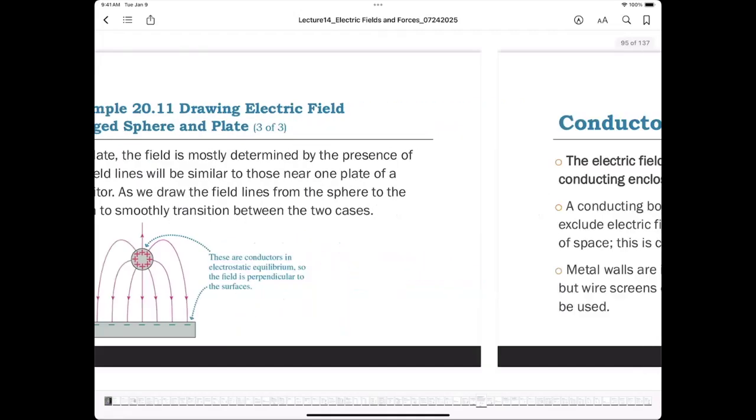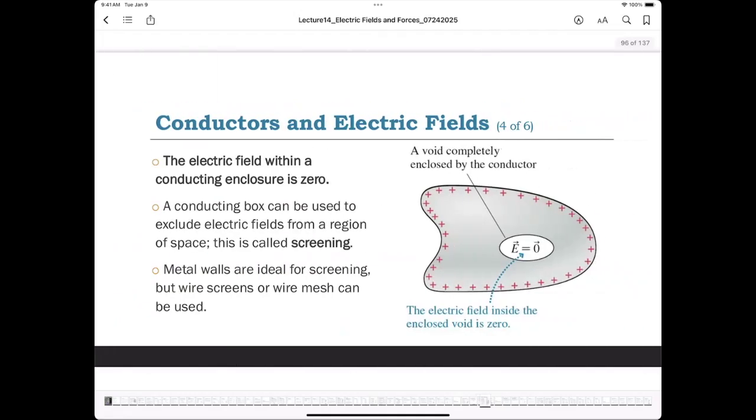Okay, let's continue to talk about conductors and electric fields. The electric field within a conductor enclosure is zero. A conducting box can be used to exclude electric fields from a region of space. This is called a screen. Metal walls are ideal for screening, but wire screens or wire mesh can be used.